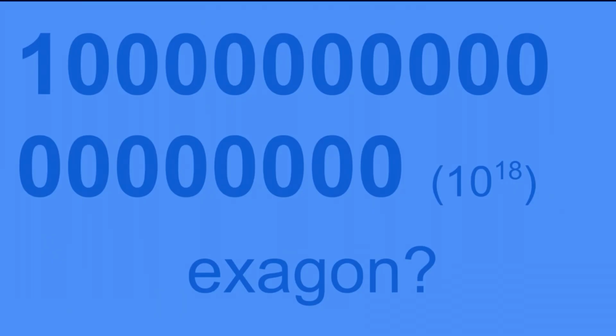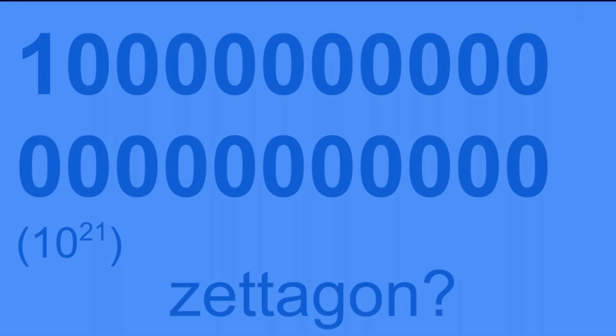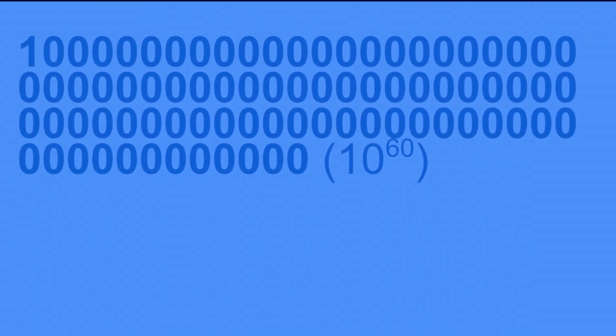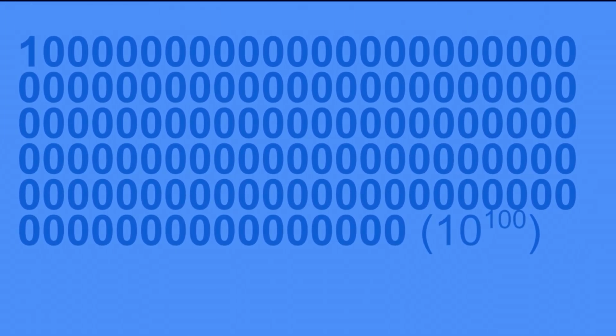I asked ChatGPT. 10 to the 21st power shape. Yes, so these names are just made up, but they're the most logical names that could have been done. 10 to the 30th power shape. 10 to the 60th power shape. 10 to the 100th power shape.